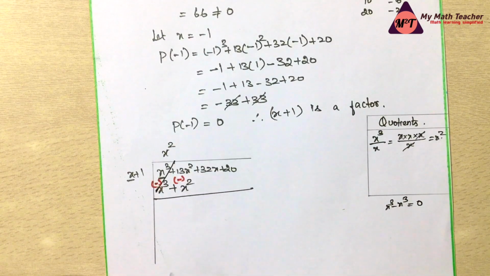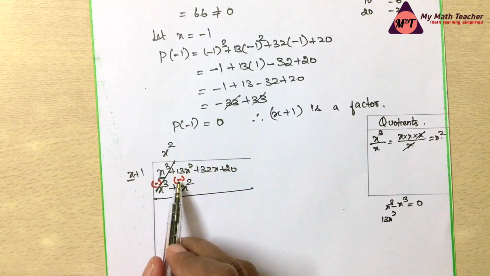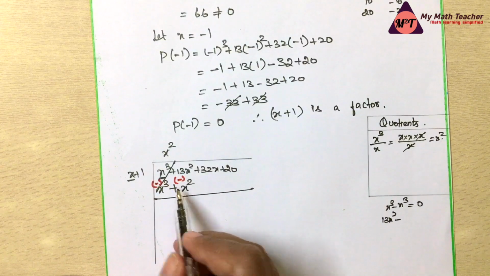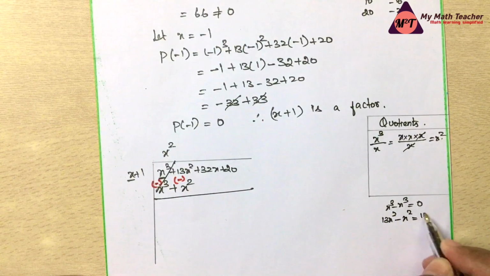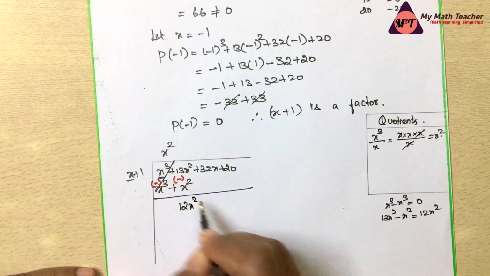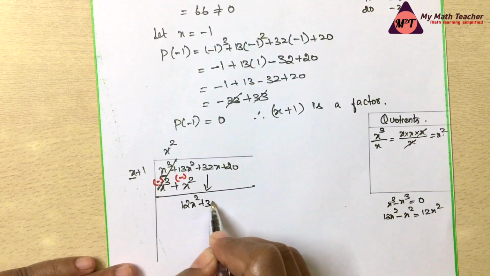The same way, 13x square. Now this is the sign which you have to consider, minus, because we are subtracting minus x square, which is 12x square. Now this is 12x square. Now bring the next term down, plus 32x.